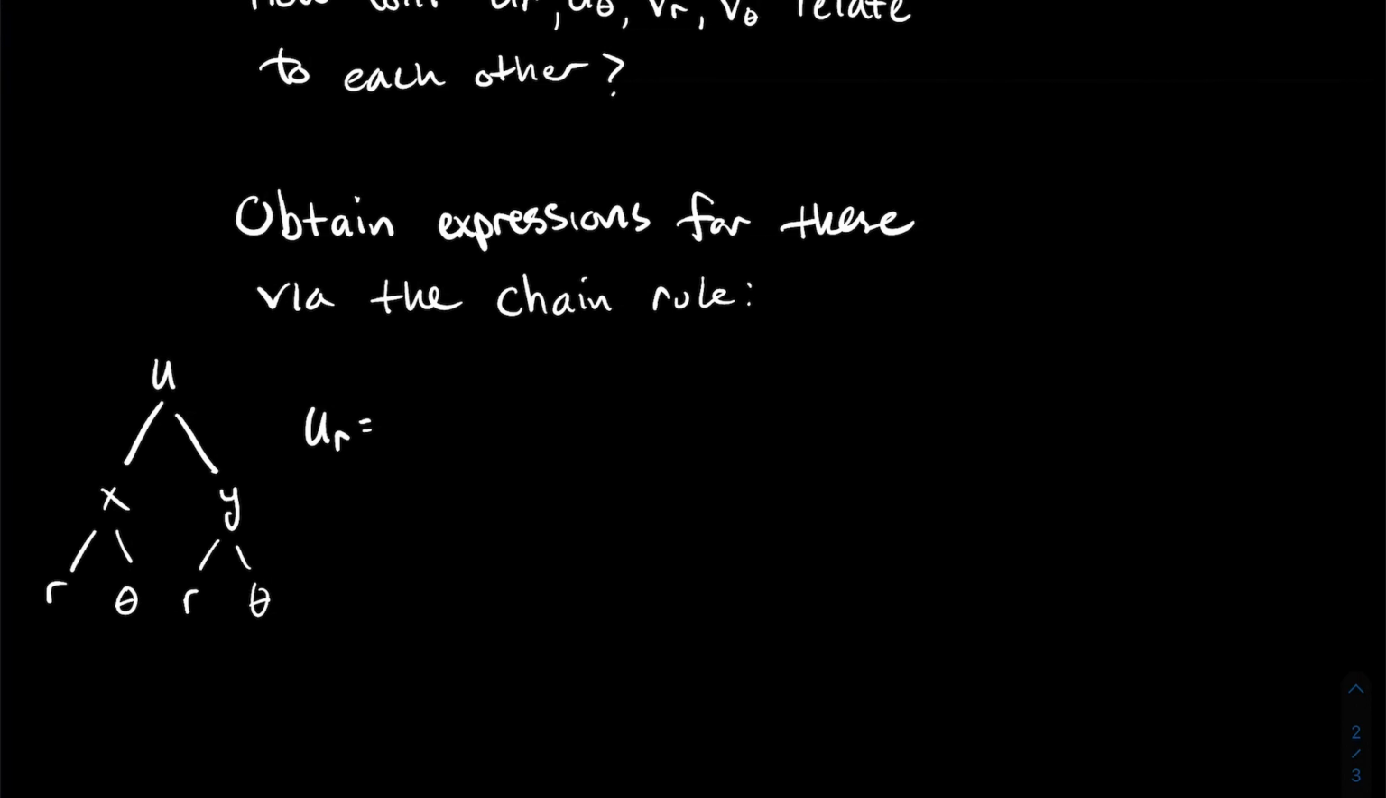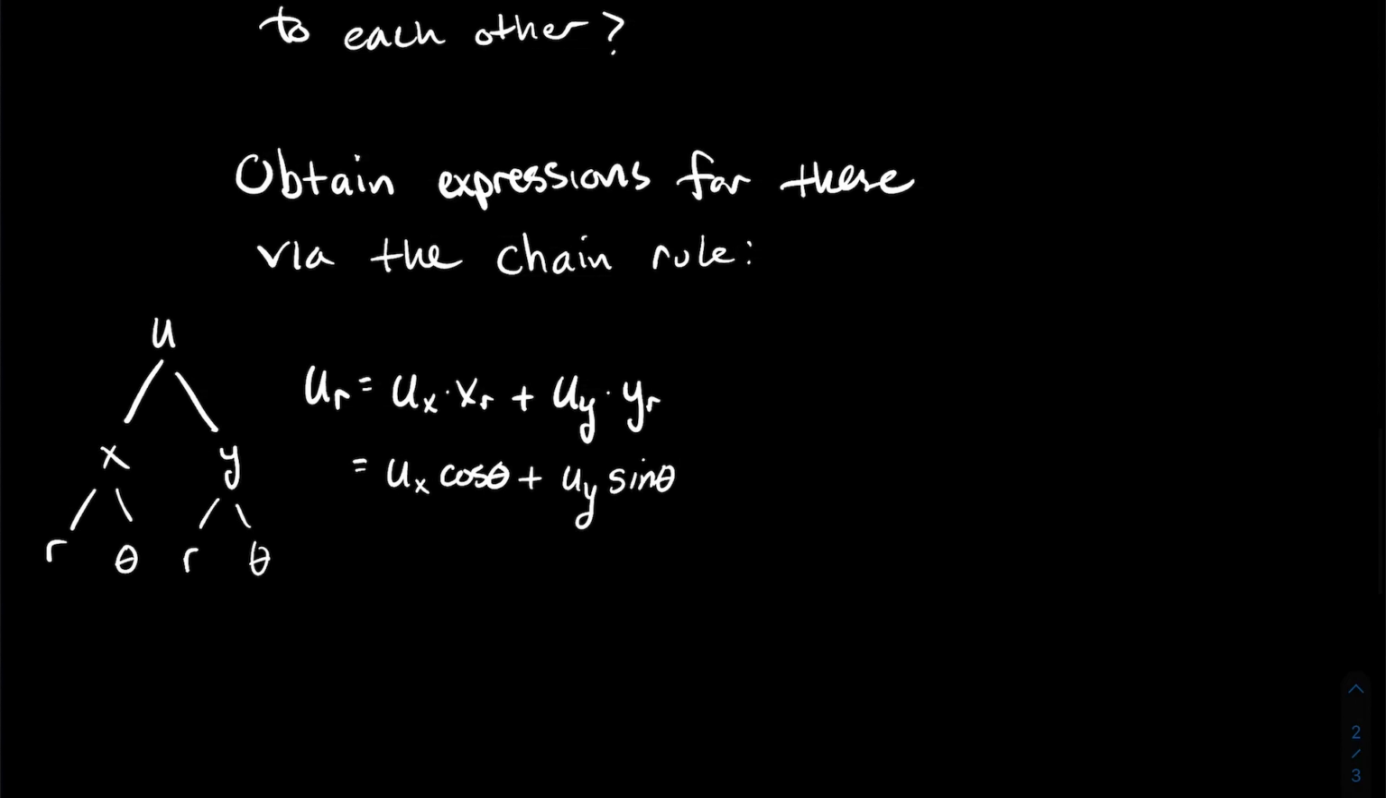Well, one way to do that is to go from u to x to r. The way I'm going to write that is partial u with respect to x times partial x with respect to r. And then another way to do it is to go from u to y to r. So we have plus partial u with respect to y times partial y with respect to r. And I know what the formulas for x and y look like, so I can take those partial derivatives with respect to r, so that those partials just turn into cosine theta and sine theta respectively. So we've obtained a formula for the partial of u with respect to r. Similarly, I could figure out what the partial of u looks like with respect to theta.